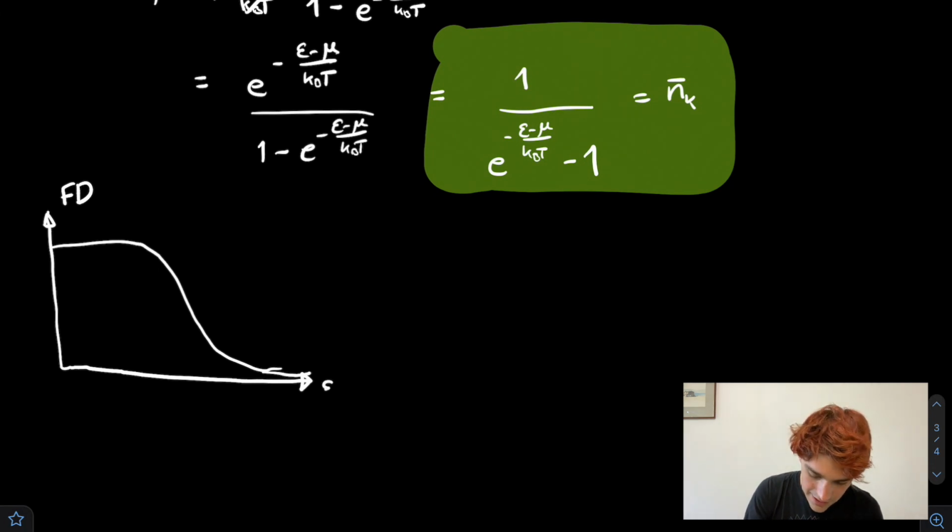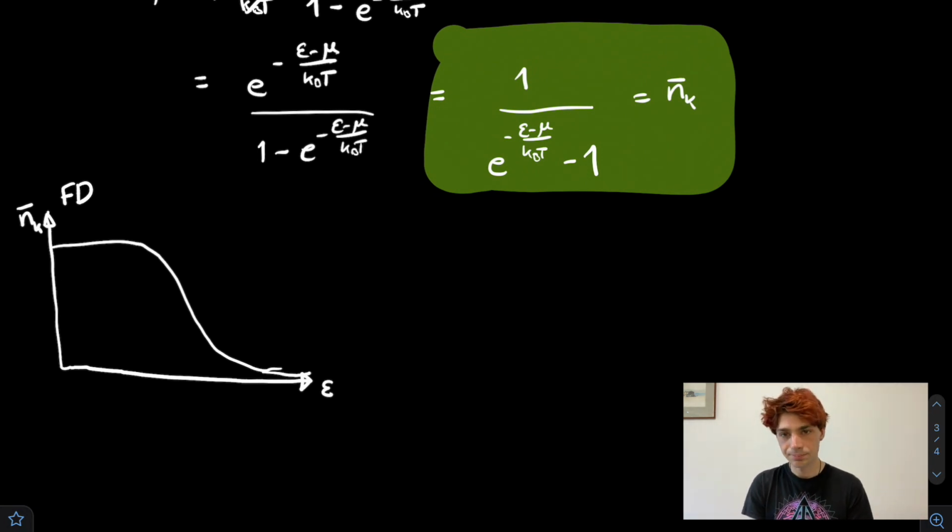It's a function of energy, and this is the average state occupancy. As you can see, with increasing energy the average state occupancy decreases, which is what you'd expect, since particles are more likely to occupy lower states. But of course, it's different to the Maxwell-Boltzmann distribution, which was just an exponential like that.